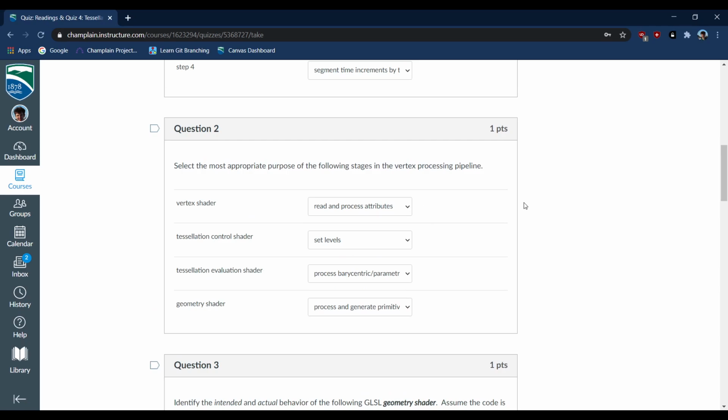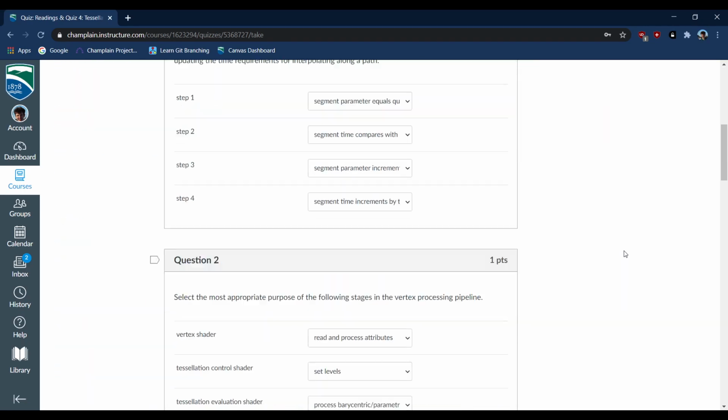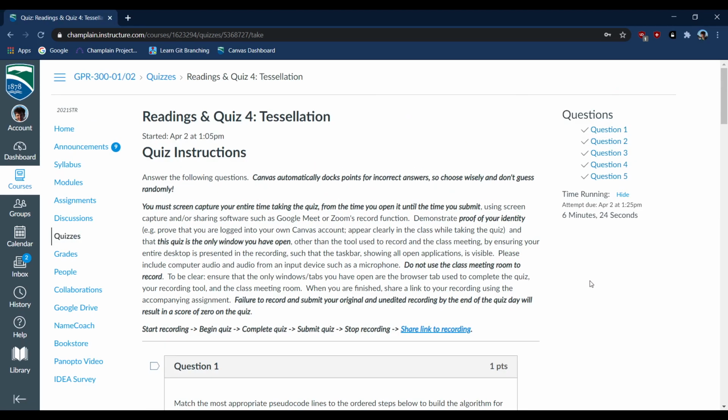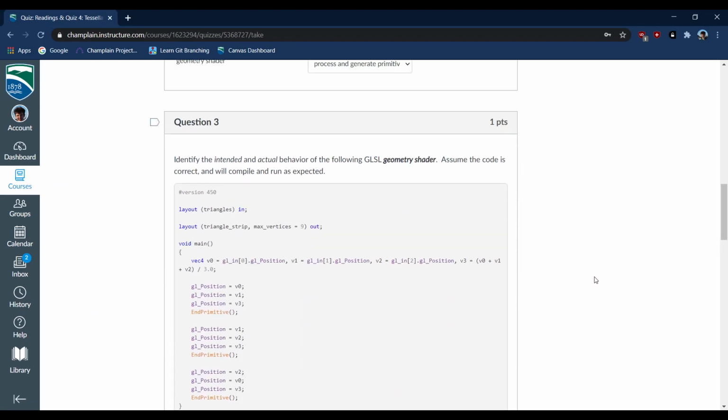Read and process attributes. I think I want to keep that. I'm going to keep this as is. These two make sense. And then tessellation, I think you set the levels and stuff for the evaluation shader. In TCS, you set the stuff for TES. So I feel like that makes sense because this does more of the processing. Vertex shader then therefore has to be that value.